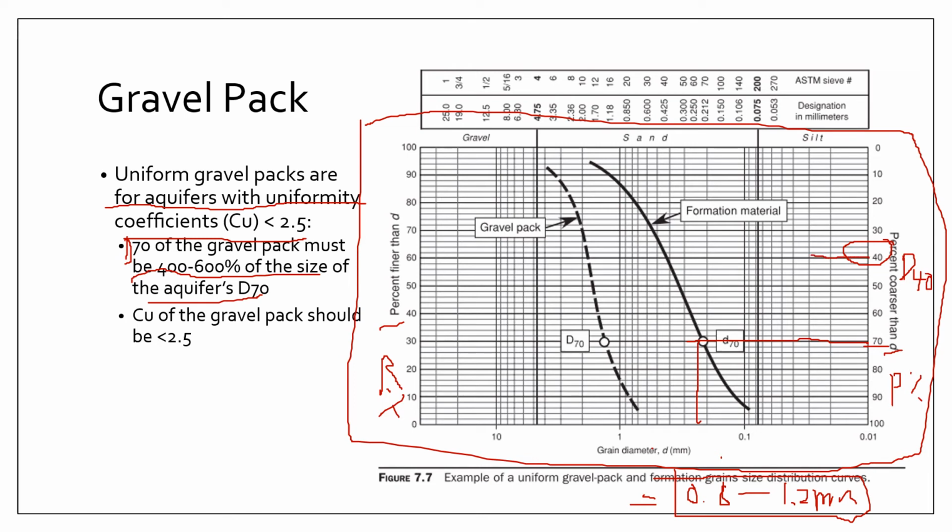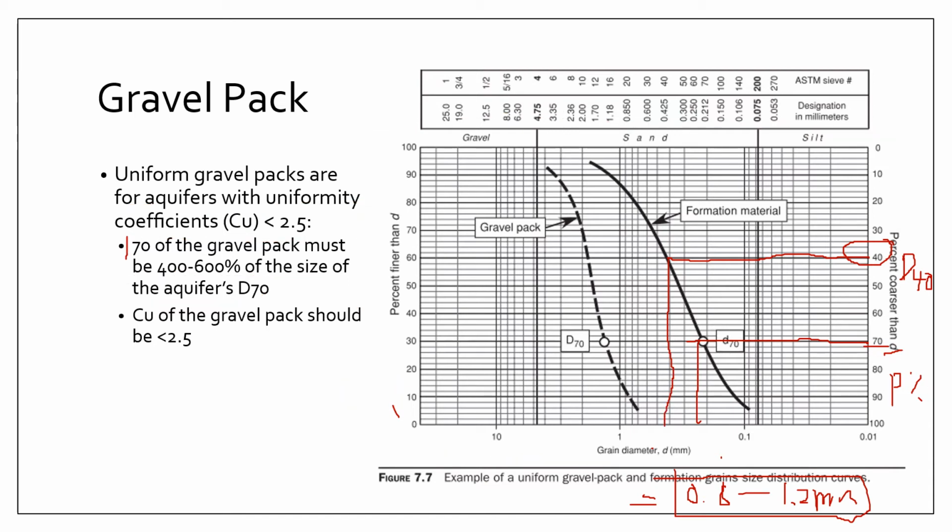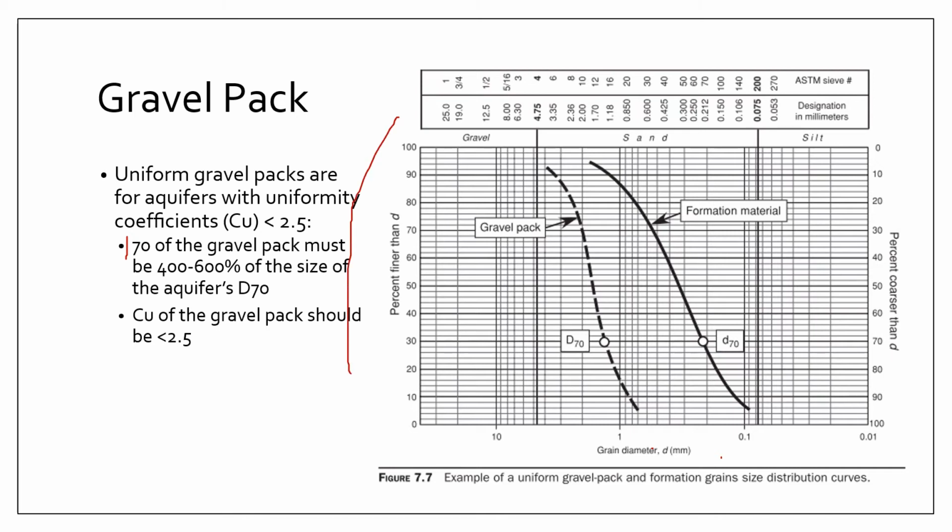So let's say you need to find out the D40 of your formation sample. You just project that line to the curve of your formation material, and from the intersection, you project it below. All right. Sorry, I think there is a typo in the book itself, so forget what I discussed earlier in this slide. Just focus on this axis. This is your percent passing.